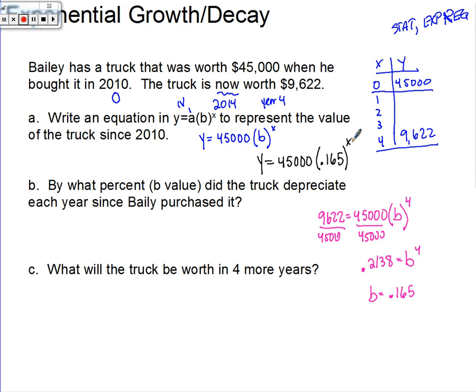Okay, and by what percent, so b value, did the truck depreciate each year? Well, if the multiplier is 0.165, we would want to figure out what 1 minus that is, because it's depreciating, to get the percentage that it's depreciating by. So 1 minus 0.165 is 83.5%. Okay, so it's decreasing by 83.5% per year.